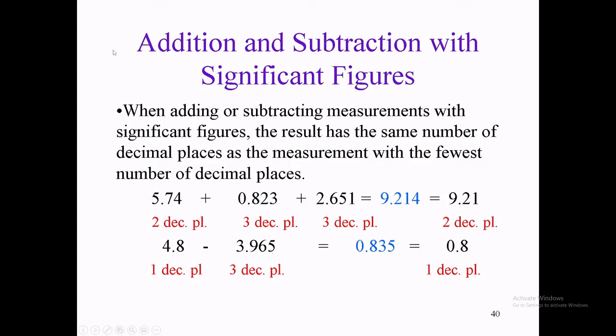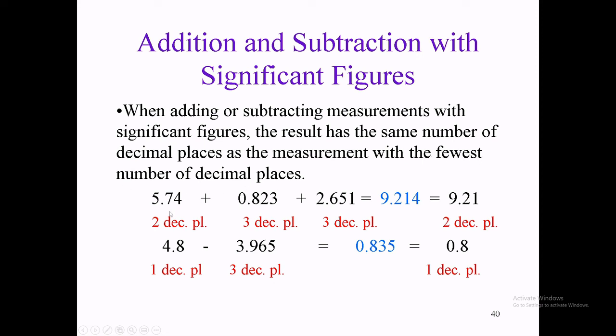So we've handled multiplication and division with sig figs. It's actually a little trickier to do the addition and subtraction with sig figs. So let's talk about what exactly we're going to do here. So when adding or subtracting measurements with significant figures, the result has the same number of decimal places as the measurement with the fewest number of decimal places.